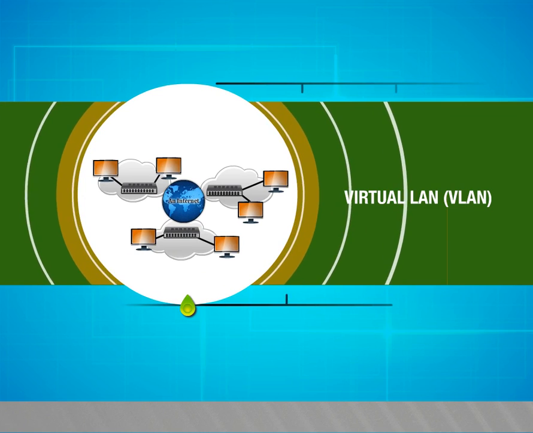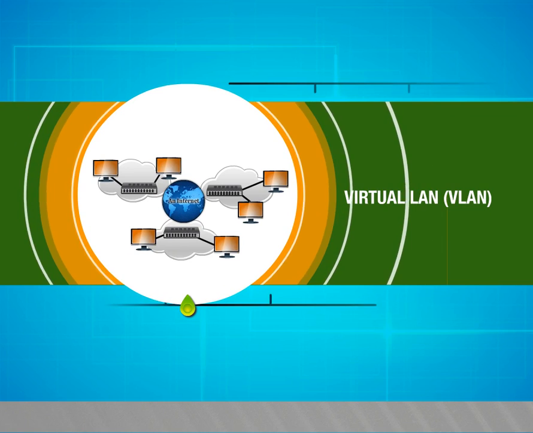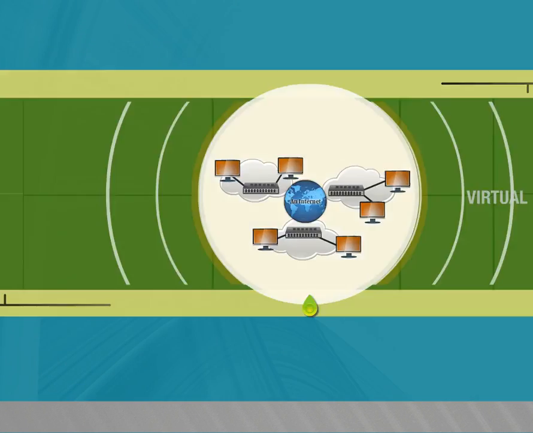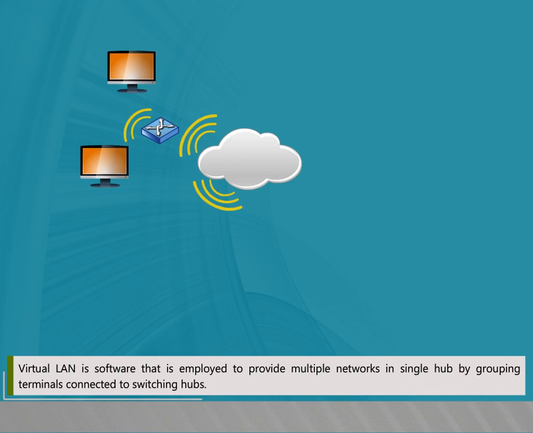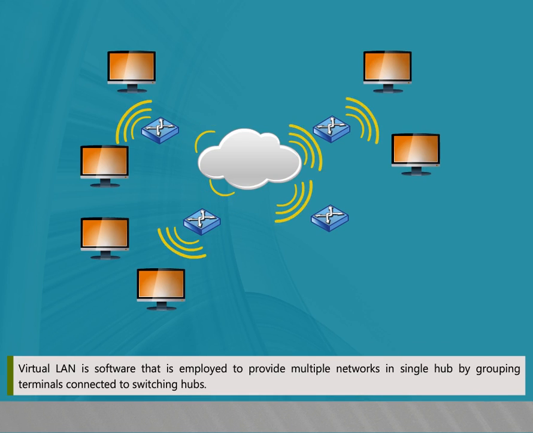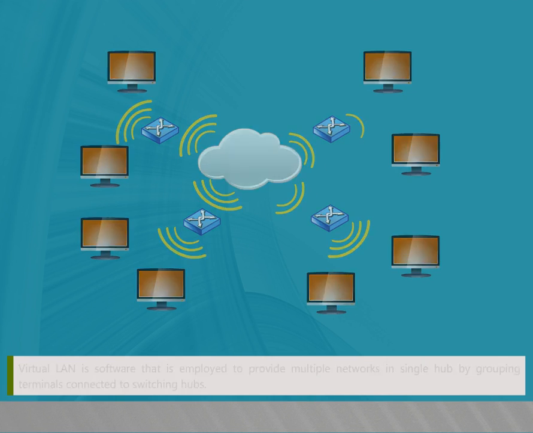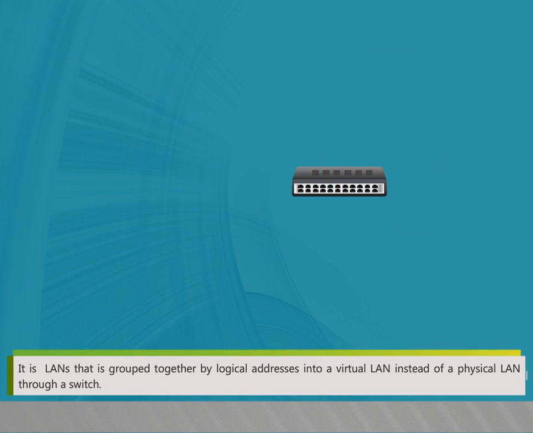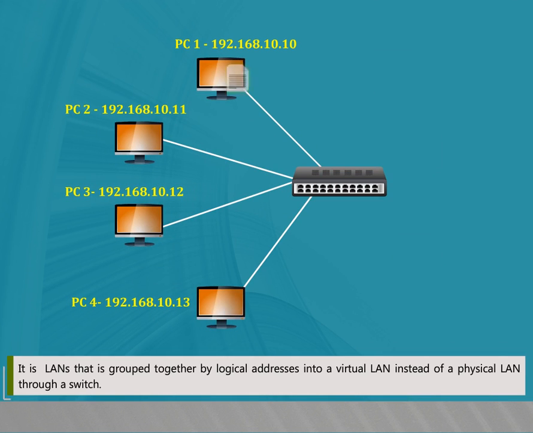Virtual LAN, that is VLAN. In this video, we are going to see about virtual LAN, that is VLAN. Virtual LAN is software that is employed to provide multiple networks in a single hub by grouping terminals connected to switching hubs. It is LANs that are grouped together by logical addresses into a virtual LAN instead of a physical LAN through a switch.